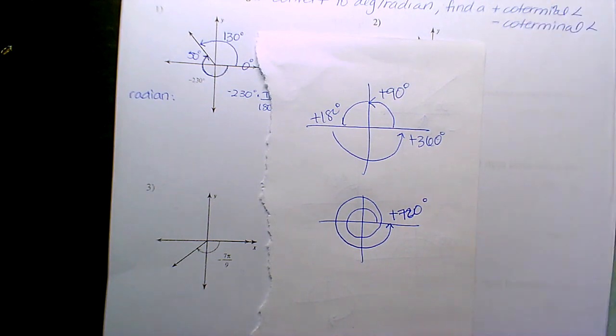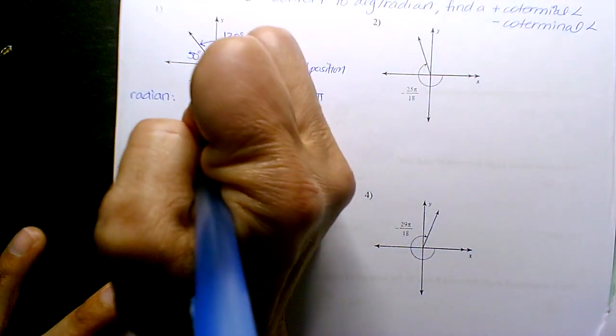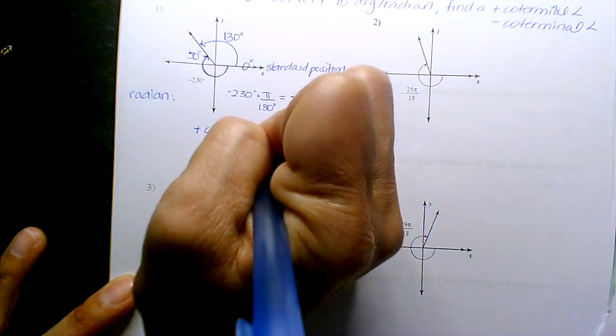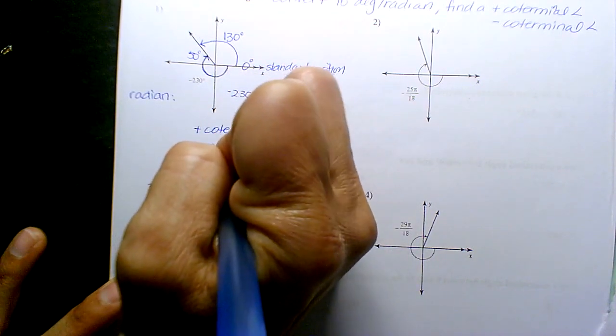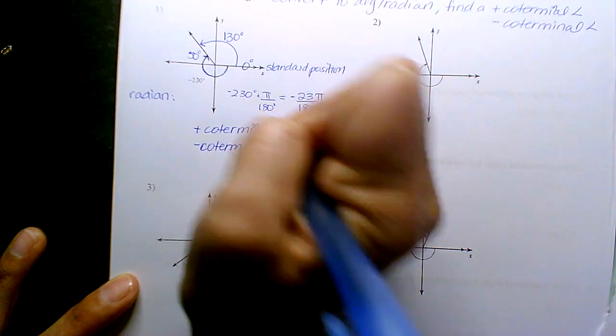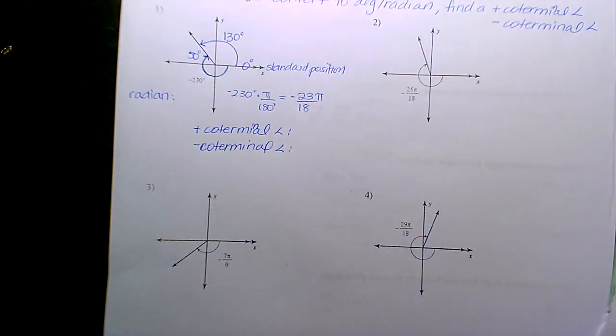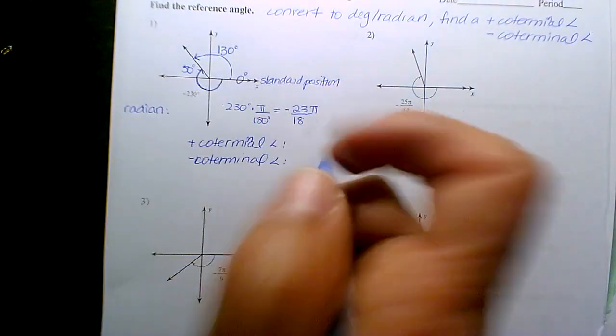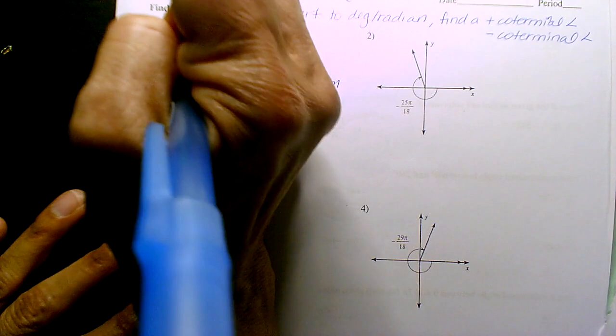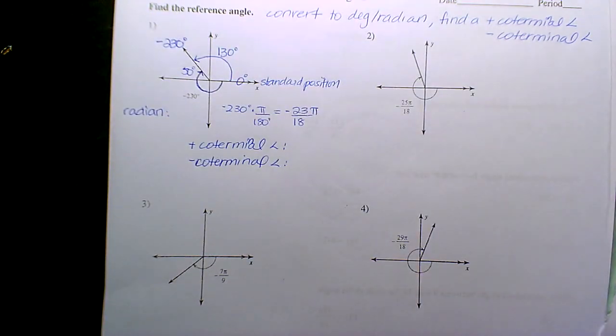Okay, so when it says find me a coterminal angle, a positive and a negative, I want a positive coterminal and I want a negative coterminal. All right, so negative 230 is taken. Remember, they gave me negative 230 degrees. That's taken. You cannot give that to me. So what's a negative coterminal angle?